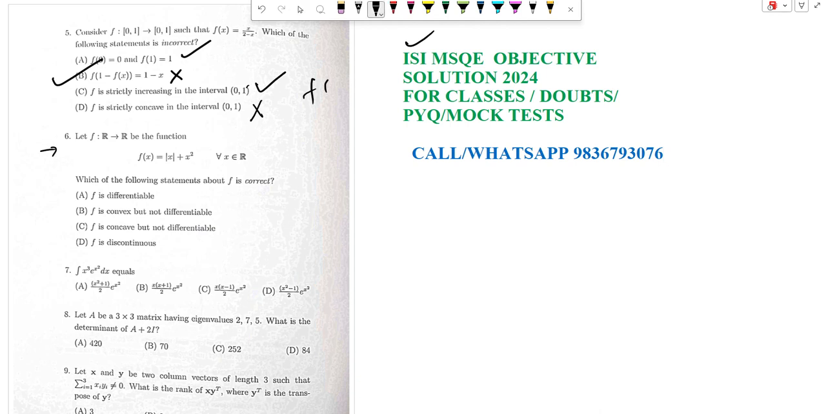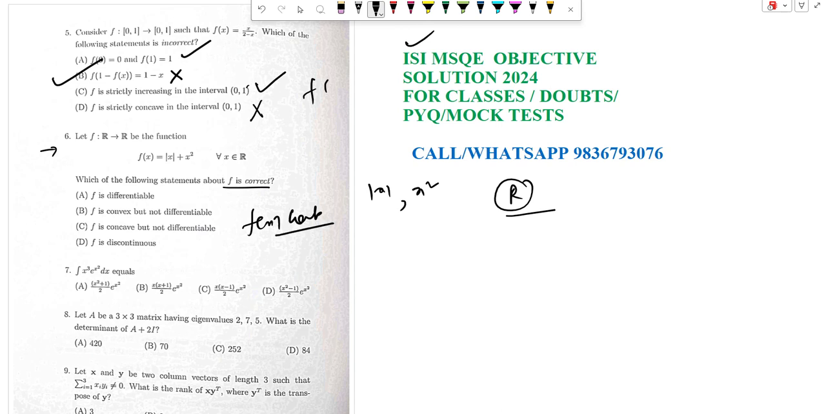Today we are solving question number 6 of the ISI MSQE. Which of the following statements is correct for this function? For continuity, f(x) equals |x| plus x squared, the sum of the two functions. Both the absolute value and quadratic functions are continuous everywhere on R. Therefore the sum is also continuous, so f(x) is continuous. There is no problem.